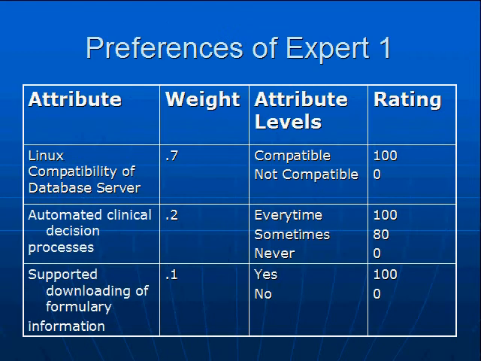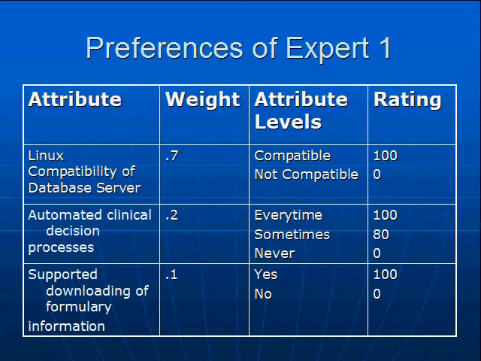To select our new information system, 2 experts were individually interviewed. The first stated that Linux compatibility of database server, automated clinical decision processes, and supported downloading of formulary information are the most important characteristics to him. As you can see, Linux compatibility is extremely important to him. Having complete or partial automated clinical decision processes is next most important. He would also like to see supported downloading of formulary information, but that is the least significant of the 3 attributes to him.